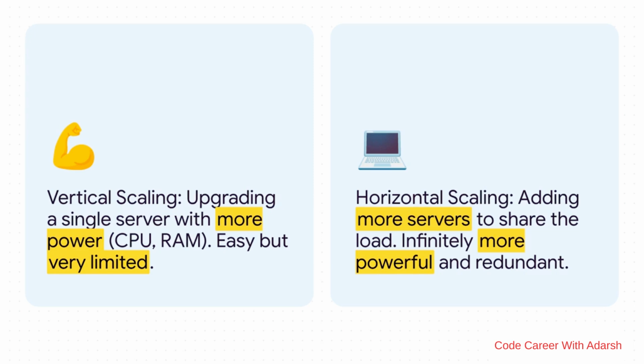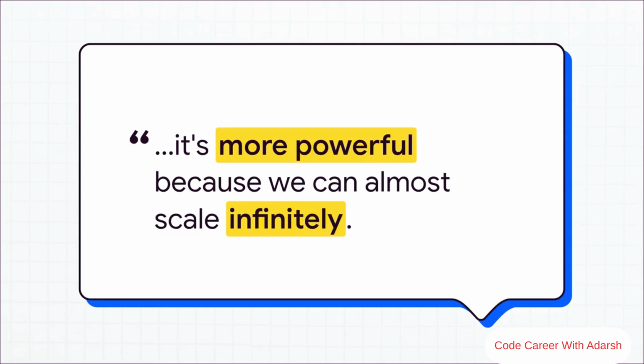The second option, and this is what all the big apps do, is horizontal scaling. Instead of one giant, super-powered machine, you just add more machines to share the work. And the reason horizontal scaling is the go-to strategy is really simple. Like this quote says, you can just keep adding more and more servers. There's virtually no limit. But there's another huge benefit: redundancy. Think about it. If one of your servers fails, the others are still there to just pick up the slack. Your whole system doesn't crash.